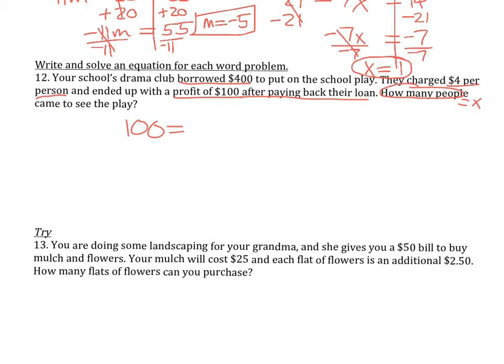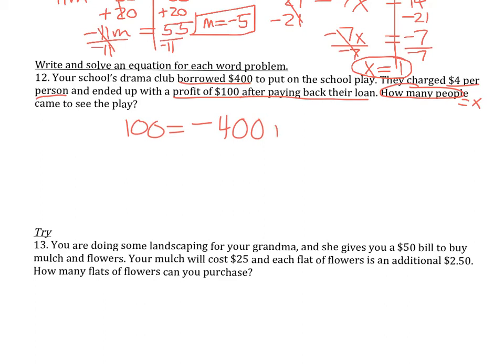Is that money that they're making or money they're going to have to pay back? And I think we would agree borrowed $400 is money they're going to have to pay back. So that's going to be a negative on their account, right? Because they're eventually going to have to pay $400 in order to get to profit, right? And then the second number is $4 per person. $4 per person is the money they're bringing in.